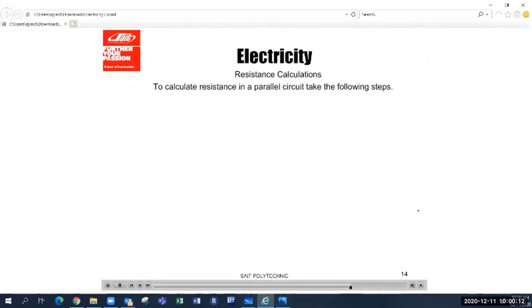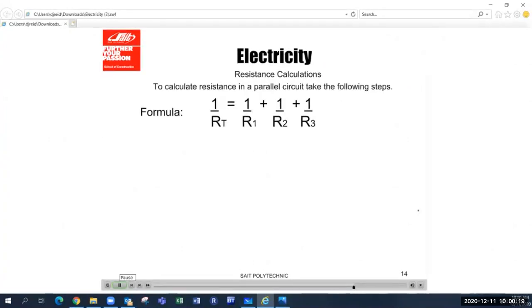This next slide will show us how to calculate resistance in a parallel circuit. Here is the formula: 1 over resistance total is equal to 1 over R1 plus 1 over R2 plus 1 over R3. This is the formula for calculating just the resistance in a parallel circuit. As you can well imagine, the resistance in a parallel circuit is significantly reduced, because we have multiple paths for the electron flow within that circuit. So to calculate it, we put each resistor over one, and that's how we calculate it.